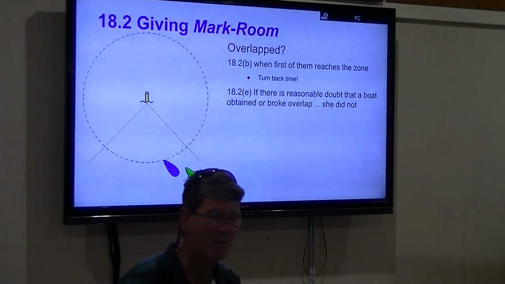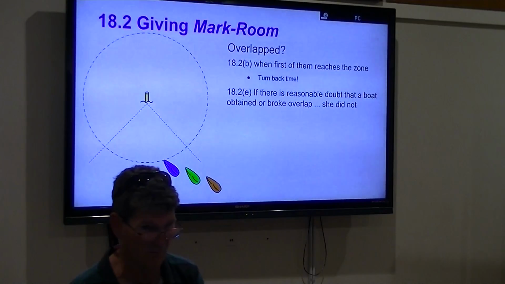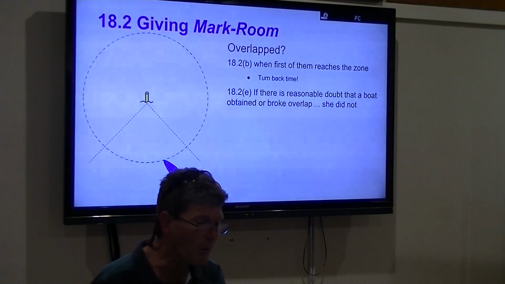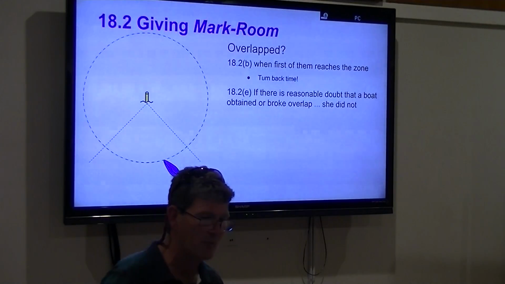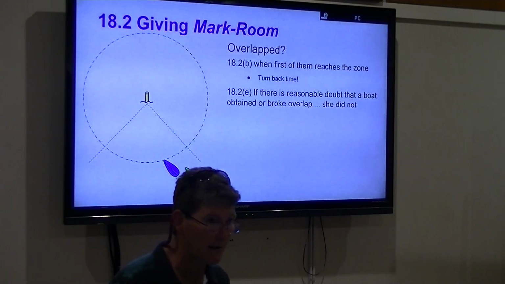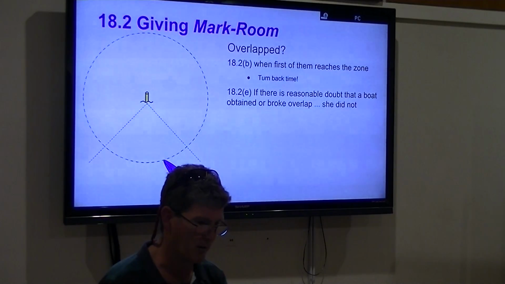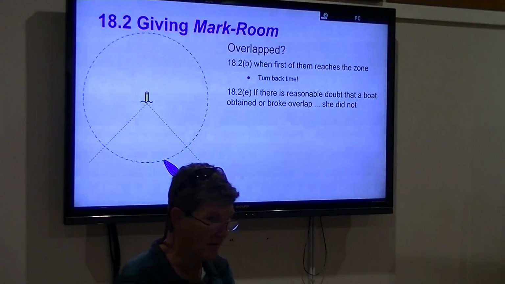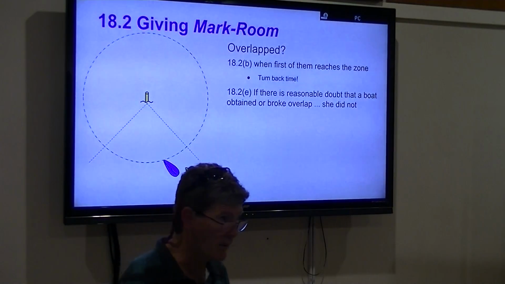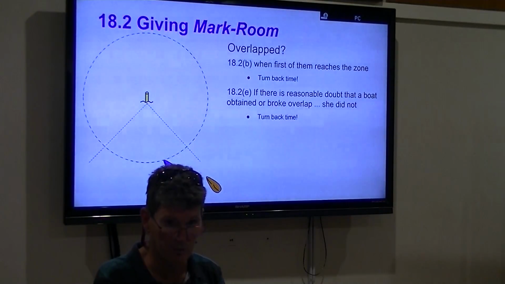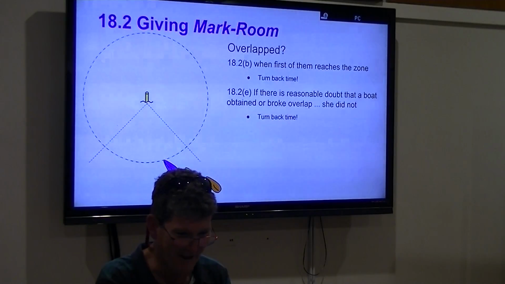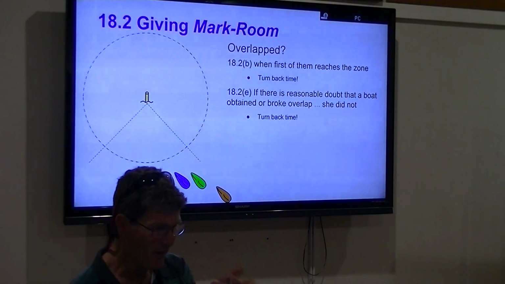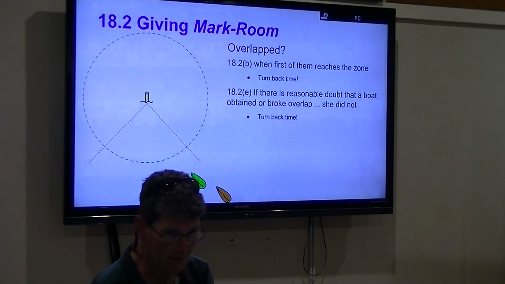18.2e. If there is reasonable doubt that a boat obtained or broke an overlap, she did not. Weird language, huh? If there's reasonable doubt that she did something, she didn't. So we're looking at these boats here. We're saying, did orange establish an overlap on green? Did blue break an overlap on green? If there's an action that is going to have to take place, we assume that it didn't. And if an action didn't take place, then the best way to work out what the status is again is to roll back time to before that action didn't take place. Does that make sense? So we turn back time, we go back a little bit further, and we see what the situation was then. Oh look, it's a little bit different. Here, green has an overlap on blue, and orange is clear astern.